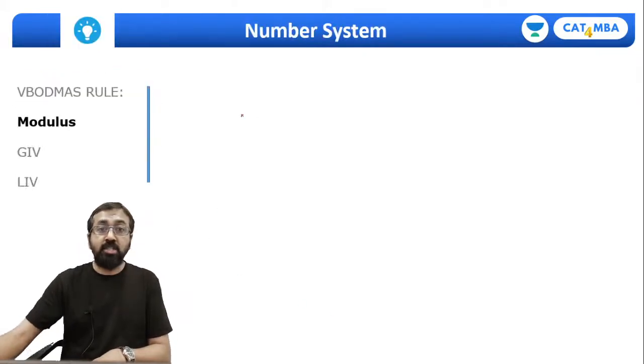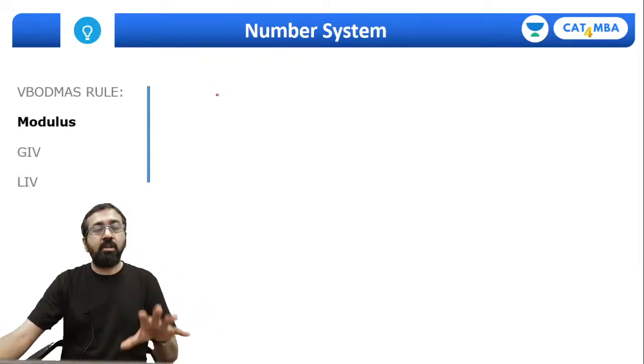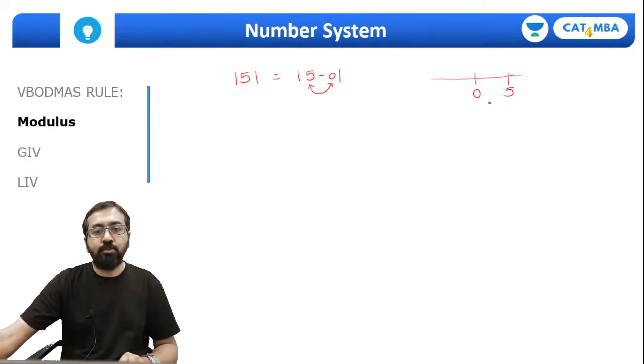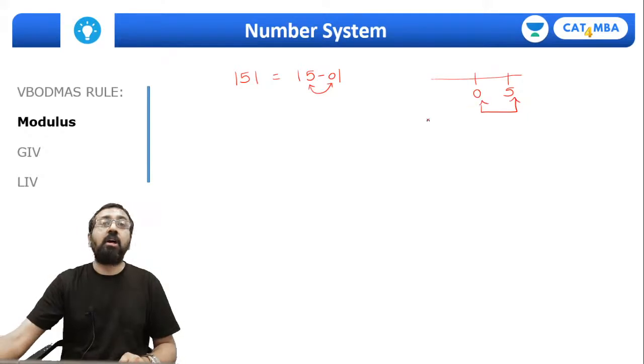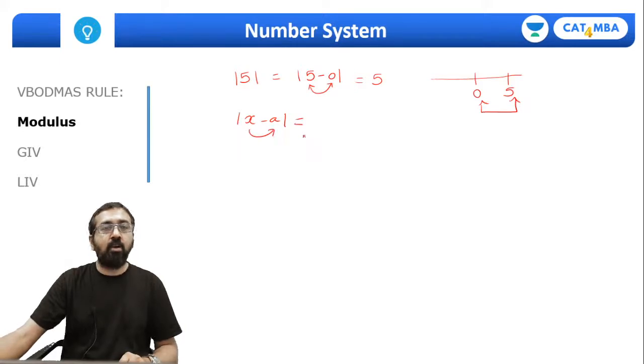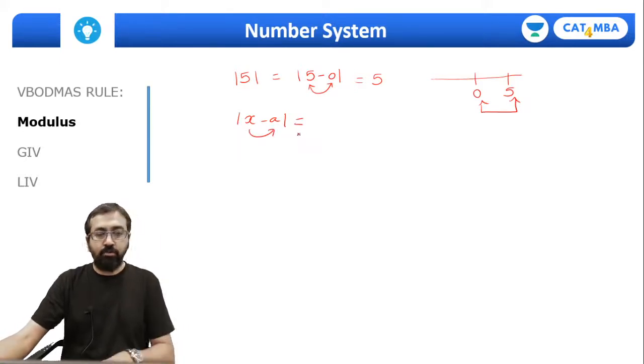Coming back to modulus, yesterday I had clearly explained what modulus is. Modulus indicates the distance of one number from another number on the number line. For example, if I say mod of 5, this has to be interpreted as mod of 5 minus 0, that means the distance of 5 from 0 on the number line. We know the distance of 5 from 0 is of course 5 units, and since distance cannot be a negative quantity, the modulus result is always positive or 0. In general, mod of x minus a indicates the distance of x from a on the number line, right? So this is what you had to understand.